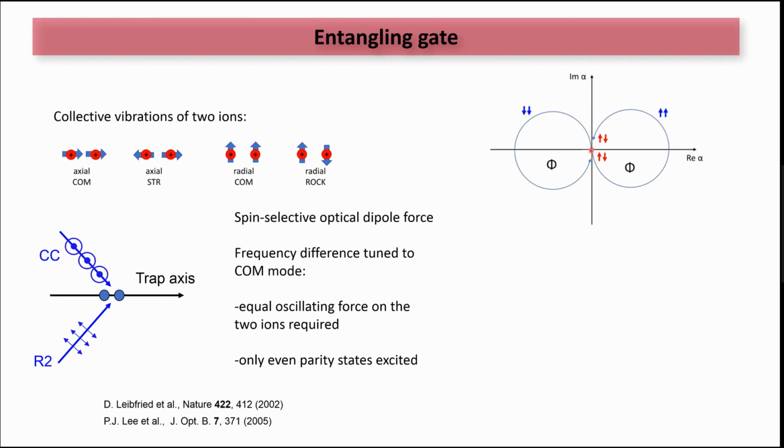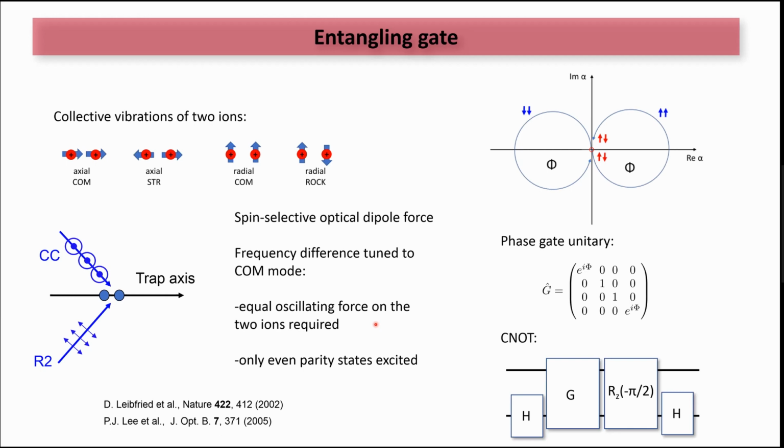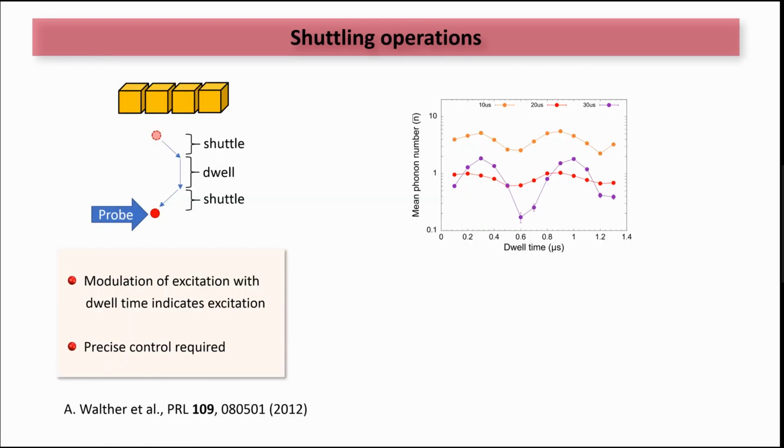There's no motion anymore, but the respective spin configurations will have acquired a geometric phase, which is given by the area under these trajectories. And this phase is only accumulated by the even parity spin configuration. So what we generate is this entangling phase gate. And this phase gate in turn can, for example, be transformed into a CNOT gate by complementing with additional local rotations. So that's how we do our entangling gates.